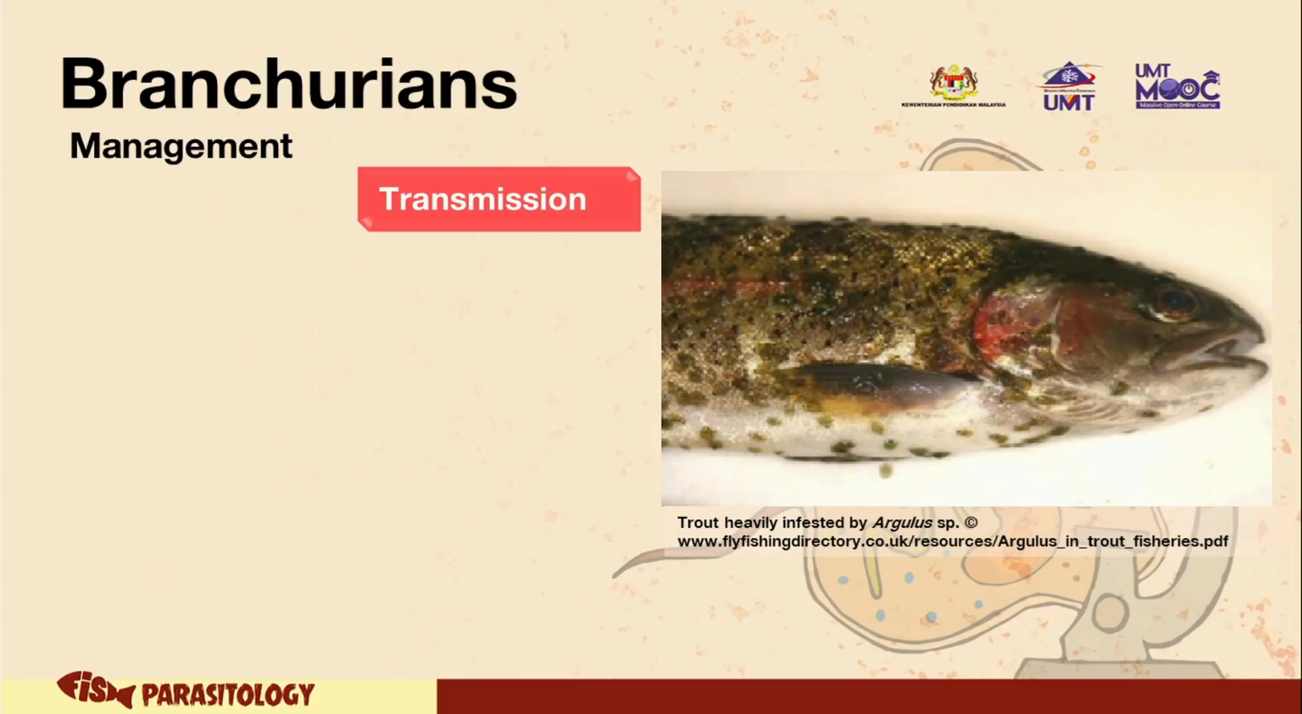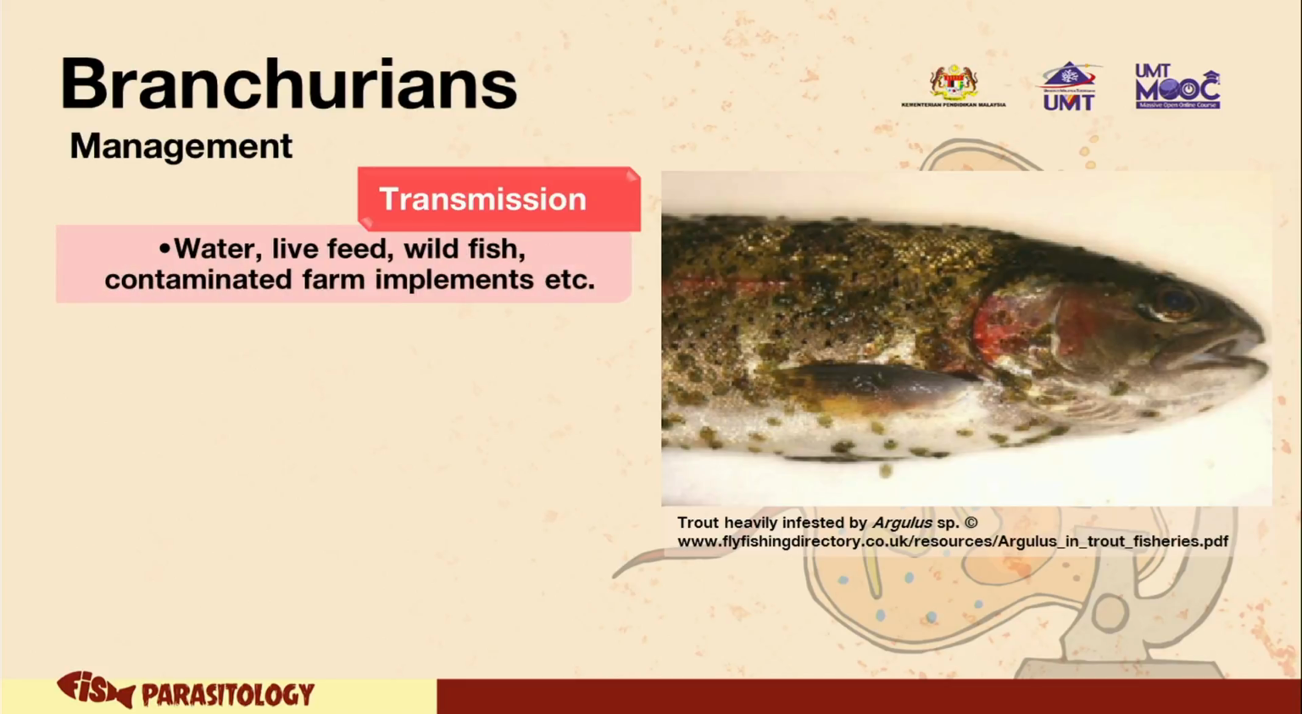Transmission of branchurians within an aquaculture system is by physical contact with infected animals, as it has been observed on frogs and toads, or by the free-living infective stages after reproduction. Many parasites are transferred to culture systems by way of water, live feed, wild fish, contaminated farm implements, etc. Hence, control methods may vary greatly depending upon the farm conditions.